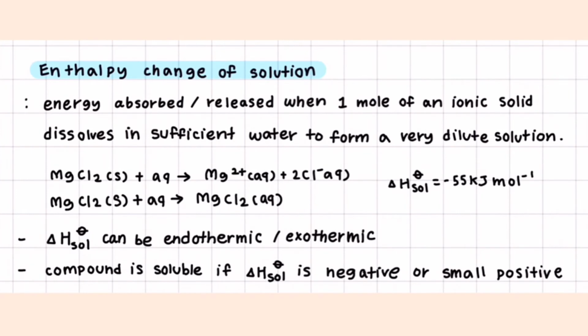Let's talk about enthalpy change of solution. Enthalpy change of solution is the energy absorbed or released when 1 mole of an ionic solid dissolves in sufficient water to form a very dilute solution. For example, MgCl2, magnesium chloride, dissolves in sufficient water to form Mg2+ and Cl- ions. We can represent this in another equation, like this. The meaning of these two equations is the same.